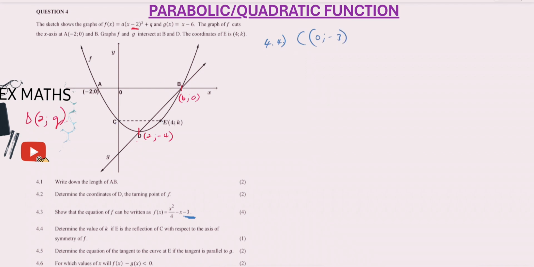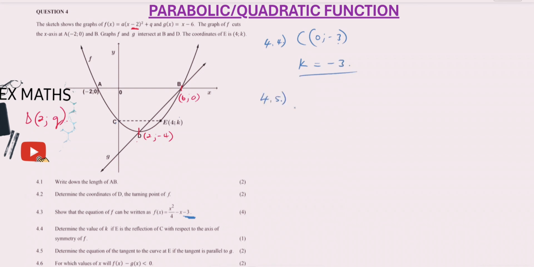Since E is the reflection of C, it means these two coordinates are going to maintain the same y value, which is the y coordinate. So meaning the value of k here is going to remain minus 3. So k is equal to minus 3.